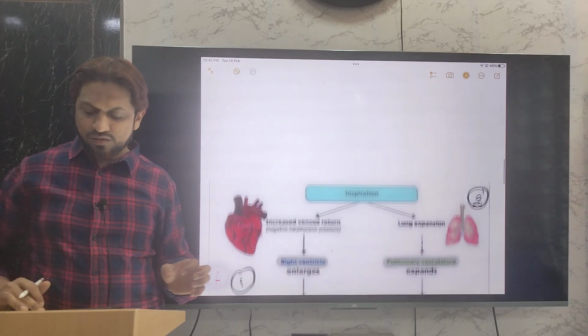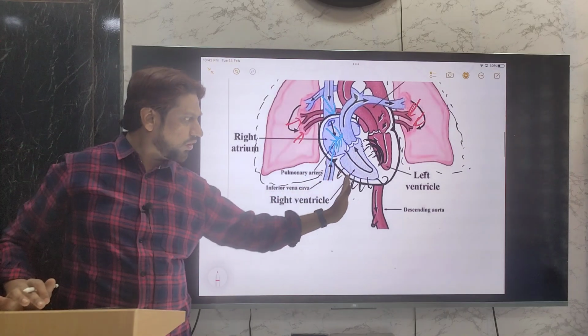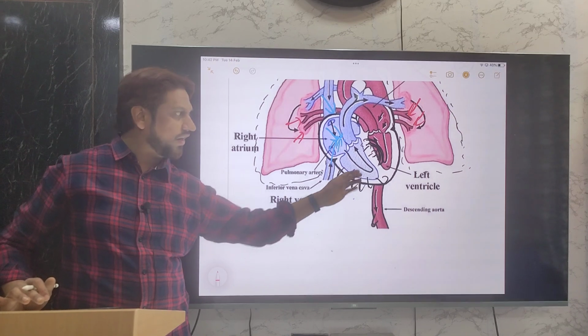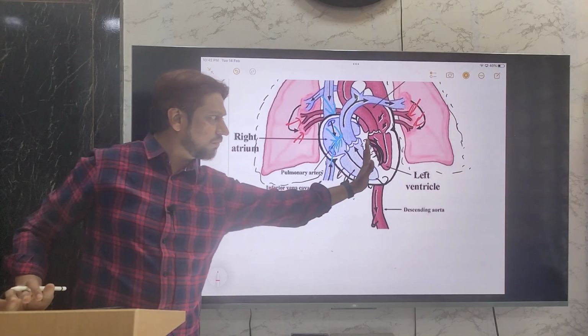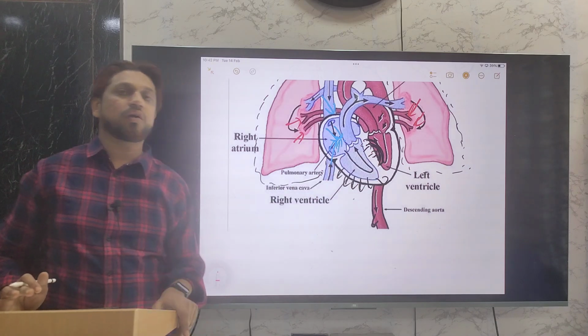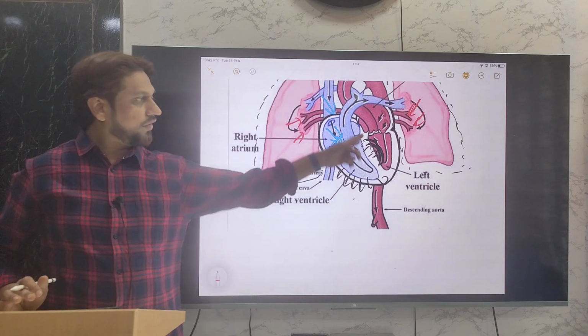Because of this mechanical compression during cardiac tamponade, the same mechanism applies as the first one during inspiration. The right ventricle finds it difficult to expand on the other side, and ultimately the interventricular septum is pushed more towards the left ventricle and exaggerates the normal response. A similar thing happens for the second mechanism.